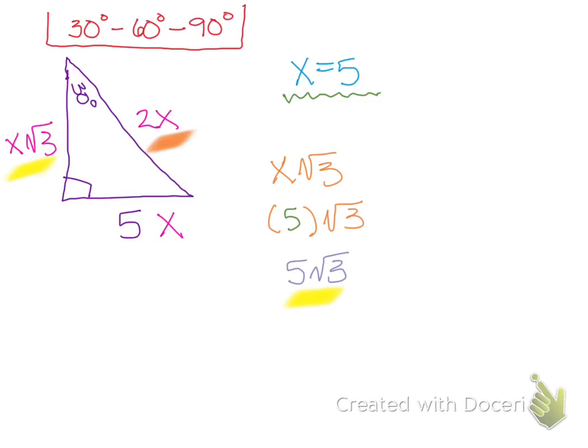Now, I need to find 2X. So I have 2X, but I'm going to replace X with what X equals, and X equals 5, and 2 times 5 is 10. So my other side is 10. So my 3 answers are X equals 5, then 5 root 3, and 10.